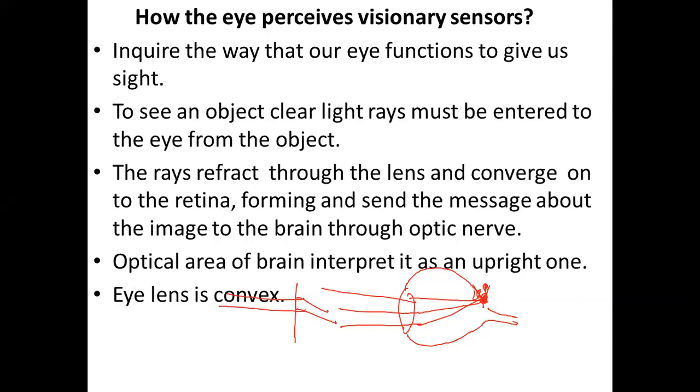Can you understand now how we understand an image? As an example I told you, Risan is coming to the class. The light rays from her enter my eye. Then the image is formed there in the yellow spot, the fovea. Then the optic area of the brain interprets it as an upright one.